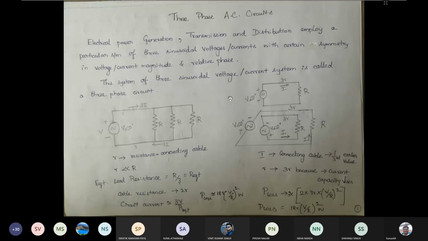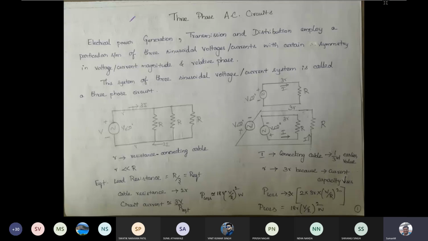So electric power generation, transmission and distribution consist only of three-phase sinusoidal voltages and currents. Until now, in the first unit, we saw DC circuits. In the second unit, we saw single-phase AC circuits. But in any generation station, we never generate the power in single phase. We always generate the power in three phase.